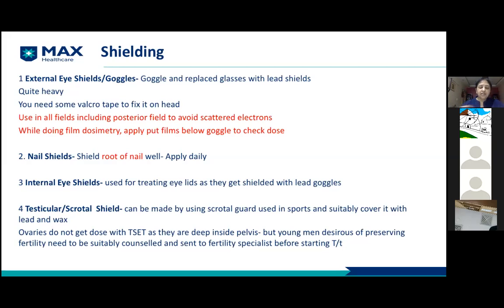You have to shield the root of the nail. You don't have to shield the tip. You must remember that. You will also require some internal eye shields for treating the eyelids, as the eyelids get shielded with your lead goggles.